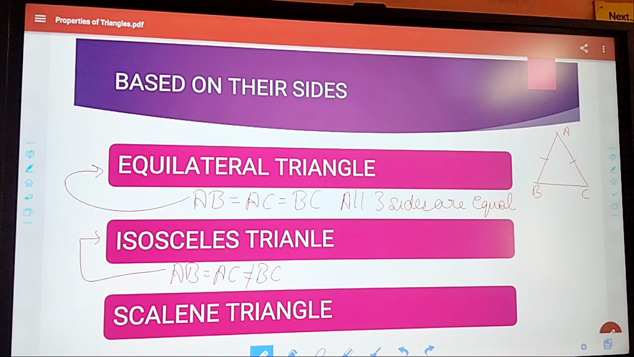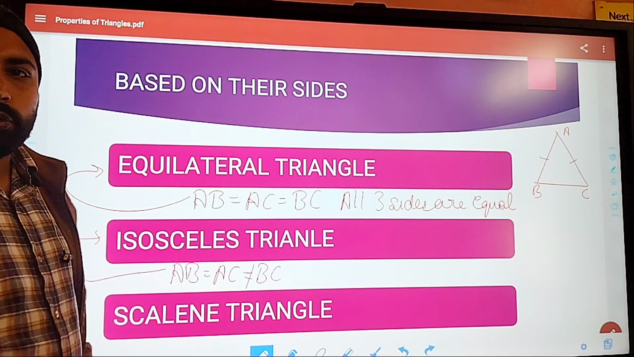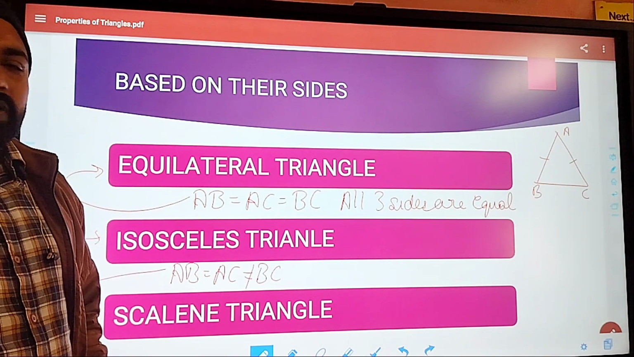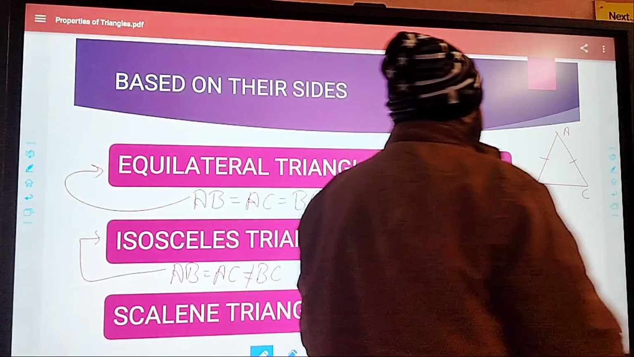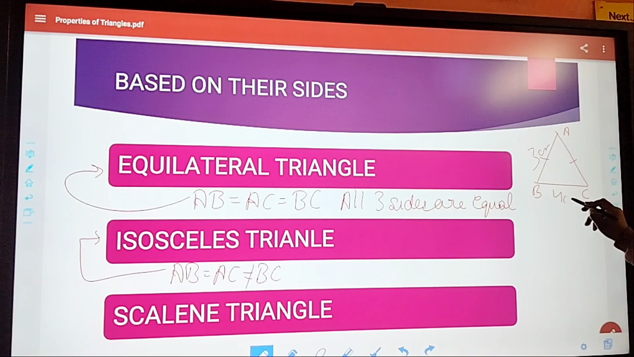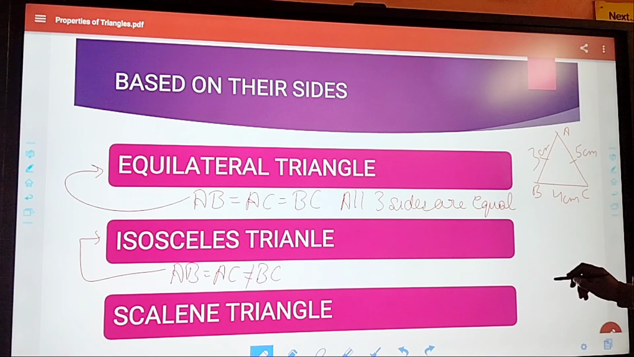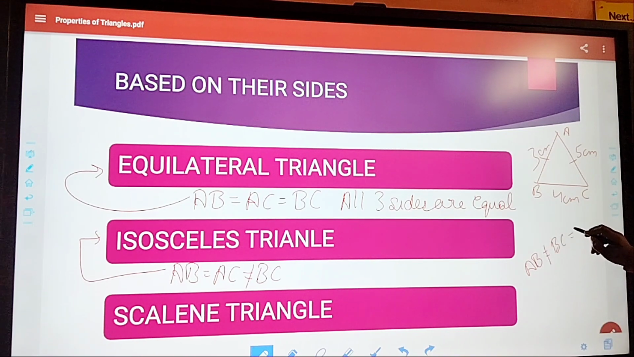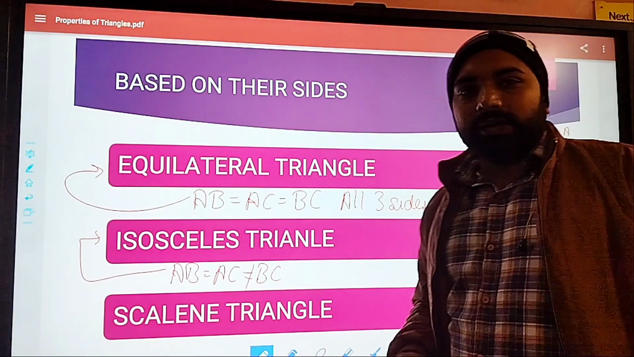For the third type, that is the scalene triangle, none of the sides are equal to each other. All three sides have different values. Like if AB is equal to 3 cm, BC equals 4 cm, and AC equals 5 cm. All these three sides are unequal to each other, that is AB not equal to BC, not equal to AC. Then this type of triangle will fall into the category of scalene triangle.